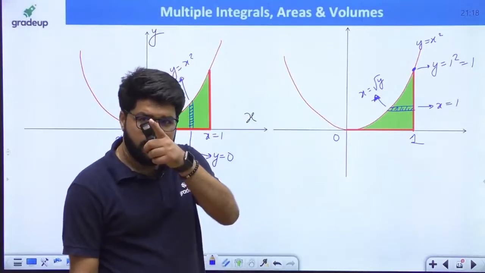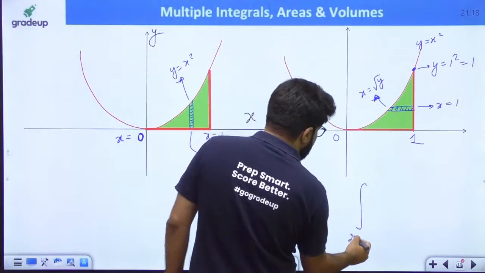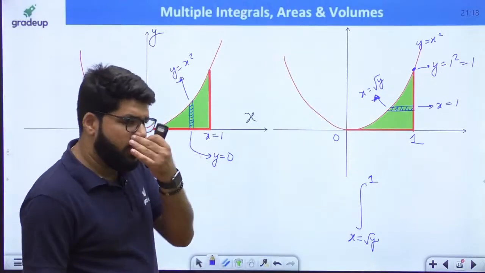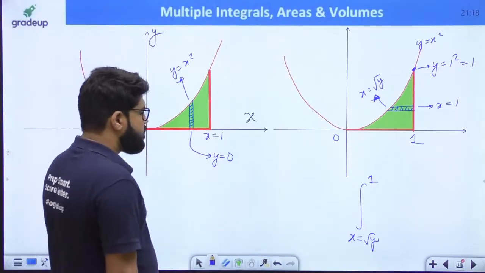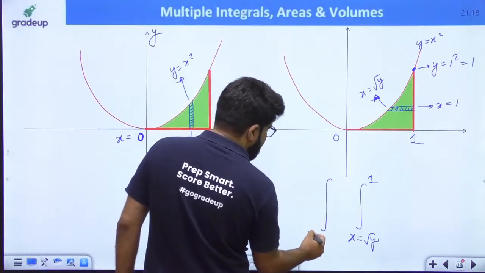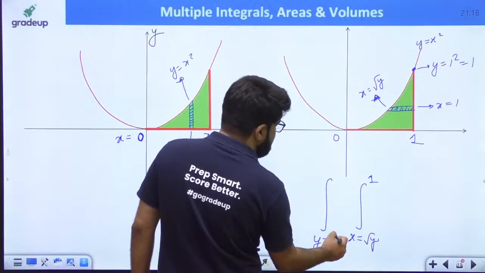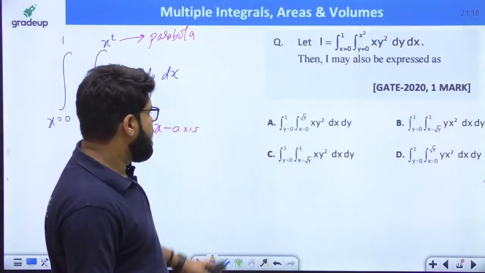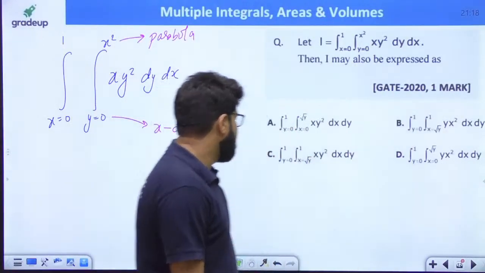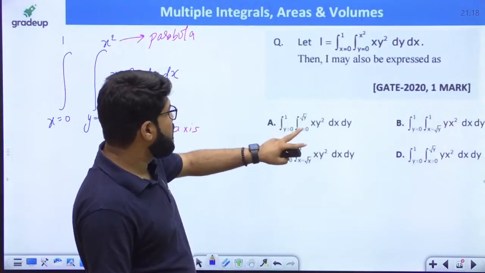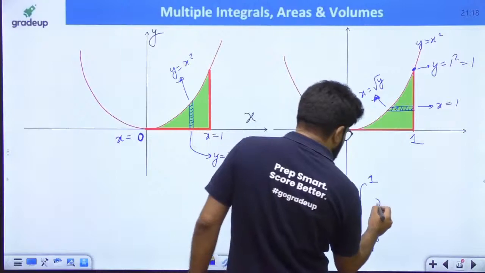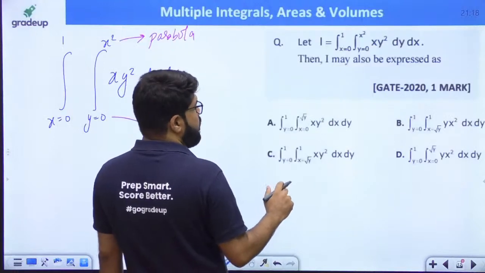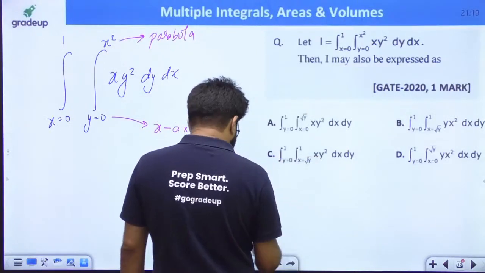So I have the integral x equal to under root y to x equal to 1, and the integral y equal to 0 to 1. Option number B or C. Then what is the function? Let me write down xy square dx dy. First x has to be integrated. So that is C. That is the correct answer.